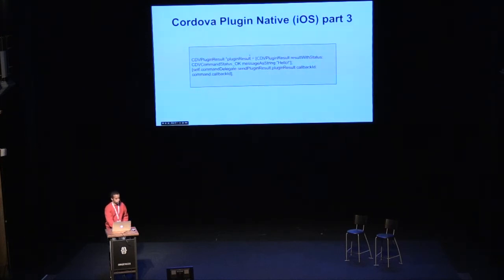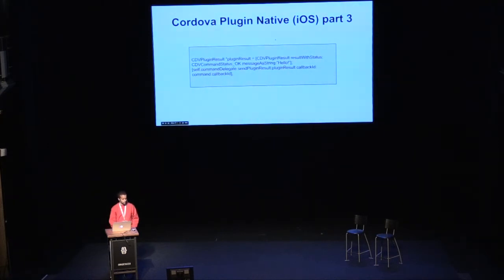Once you have your plugin do what it needs to do, you create a plugin result like this by calling the resultWithStatus method on the CDVPluginResult class. It takes 2 arguments: the status code as well as the message, and the message could be a string or a dictionary, which is basically a JSON object. Once you have the result ready, you need to send it back to the WebView. The way you do that is by calling the sendPluginResult method on the commandDelegate object that is provided to you by the CDVPlugin interface. That method takes 2 arguments: the plugin result and the callback ID that I talked about, because it needs to identify which call generated this result.